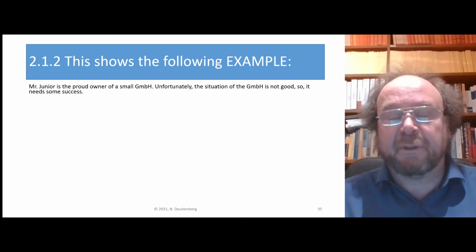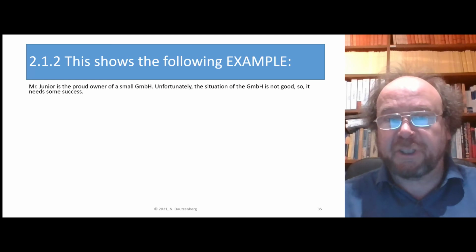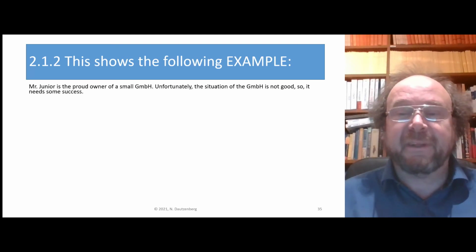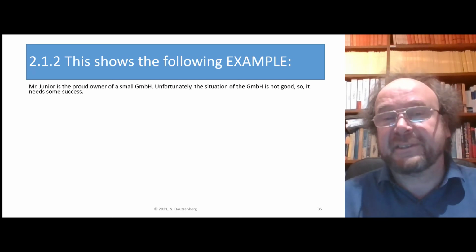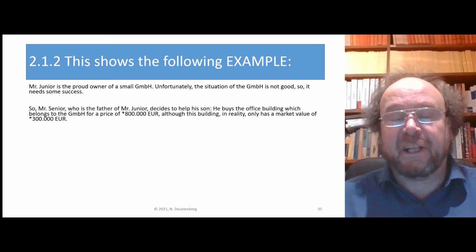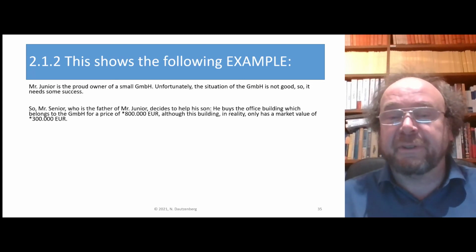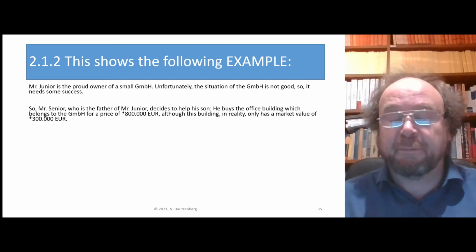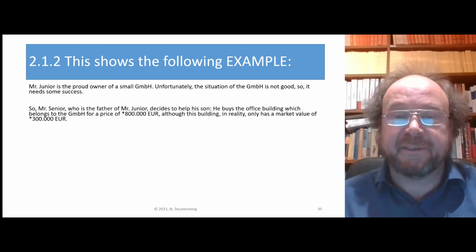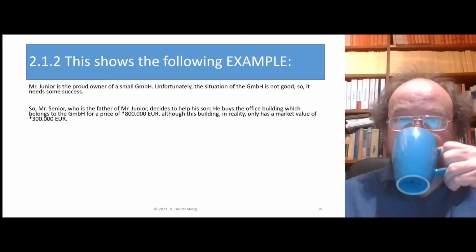So in an example, imagine Mr. Junior is the proud owner of a small GmbH. Unfortunately, that GmbH is in a very bad condition. It needs some success and it needs urgent help. Mr. Senior, who happens to be the father of Mr. Junior, decides to help his son generously. He buys the office building which belongs to the GmbH for a price of 800,000, although this building in reality only has a market value of 300,000.